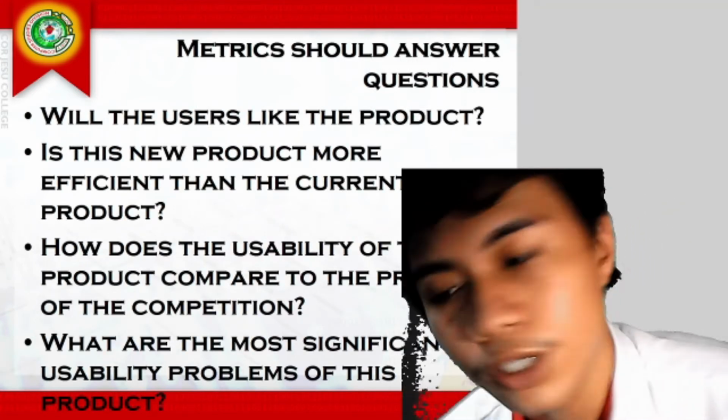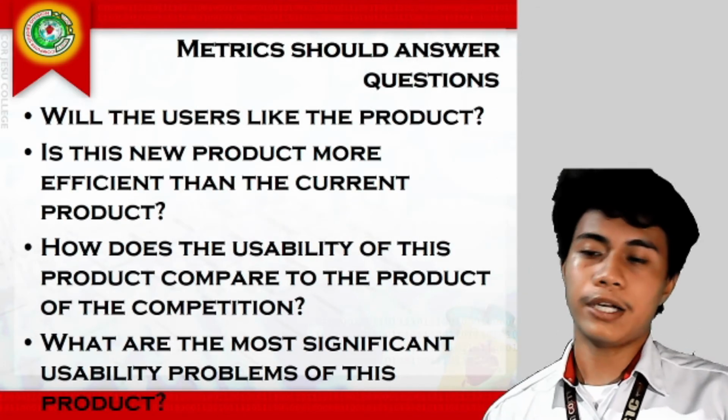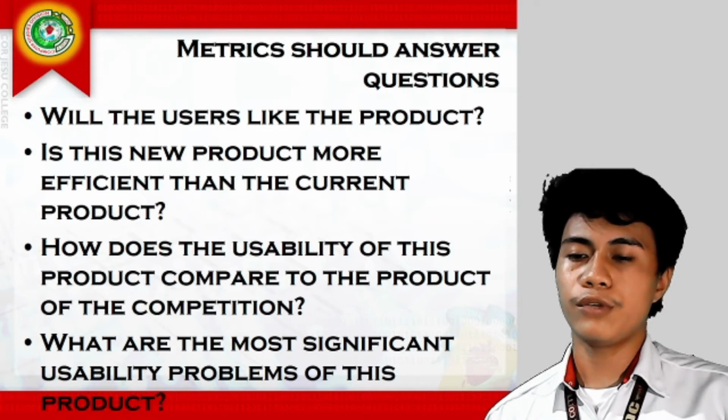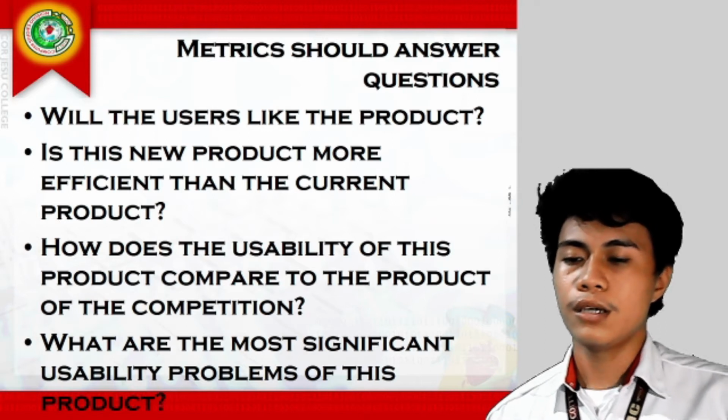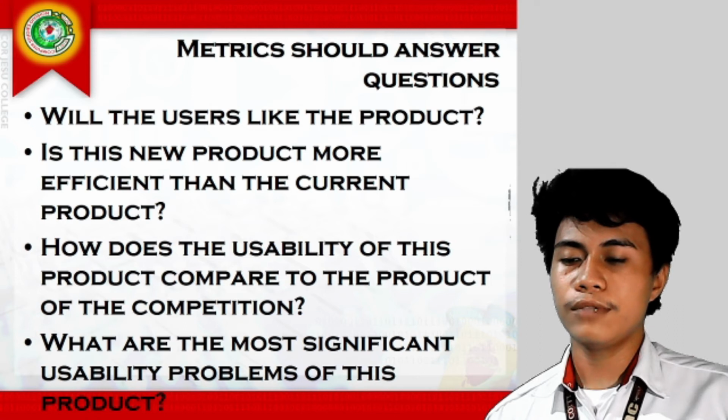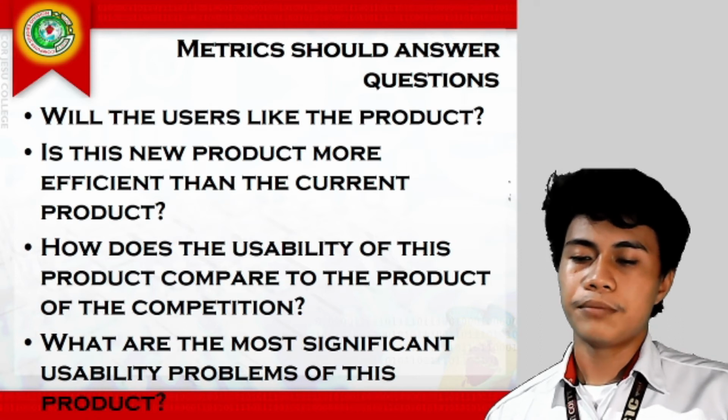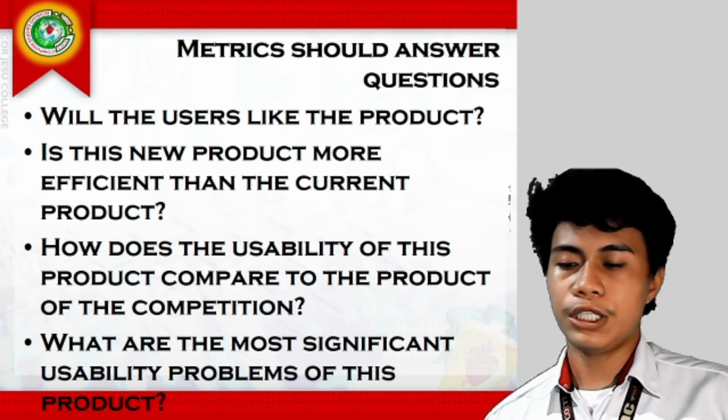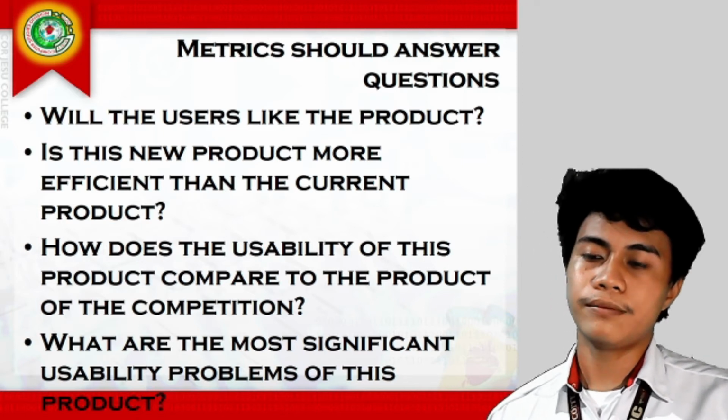Metrics should answer questions. Will the user like the product? Is this new product more efficient than the current product? How does the usability of this product compare to the product of the competition? What are the most significant usability problems of this product?